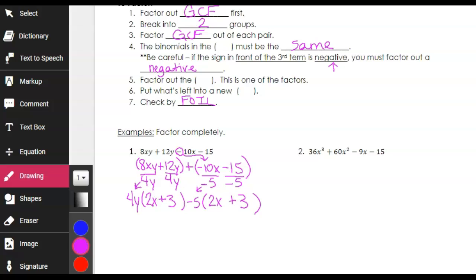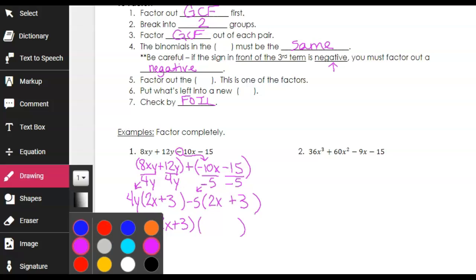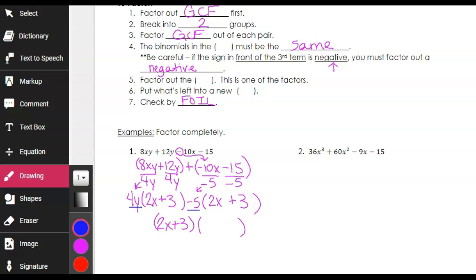The binomials that are in the parentheses must be the same, and they are. They're both 2x plus 3 and 2x plus 3. So now I'm going to factor out the 2x plus 3. That's one of my binomials. And then what remains is my second binomial. So 4y and minus 5 make up that second binomial. And this is my final answer. My final factored form. Now if I chose to, I am welcome to do FOIL and I could get my original problem back. So FOIL would allow me to see that I got it right by producing my original problem.